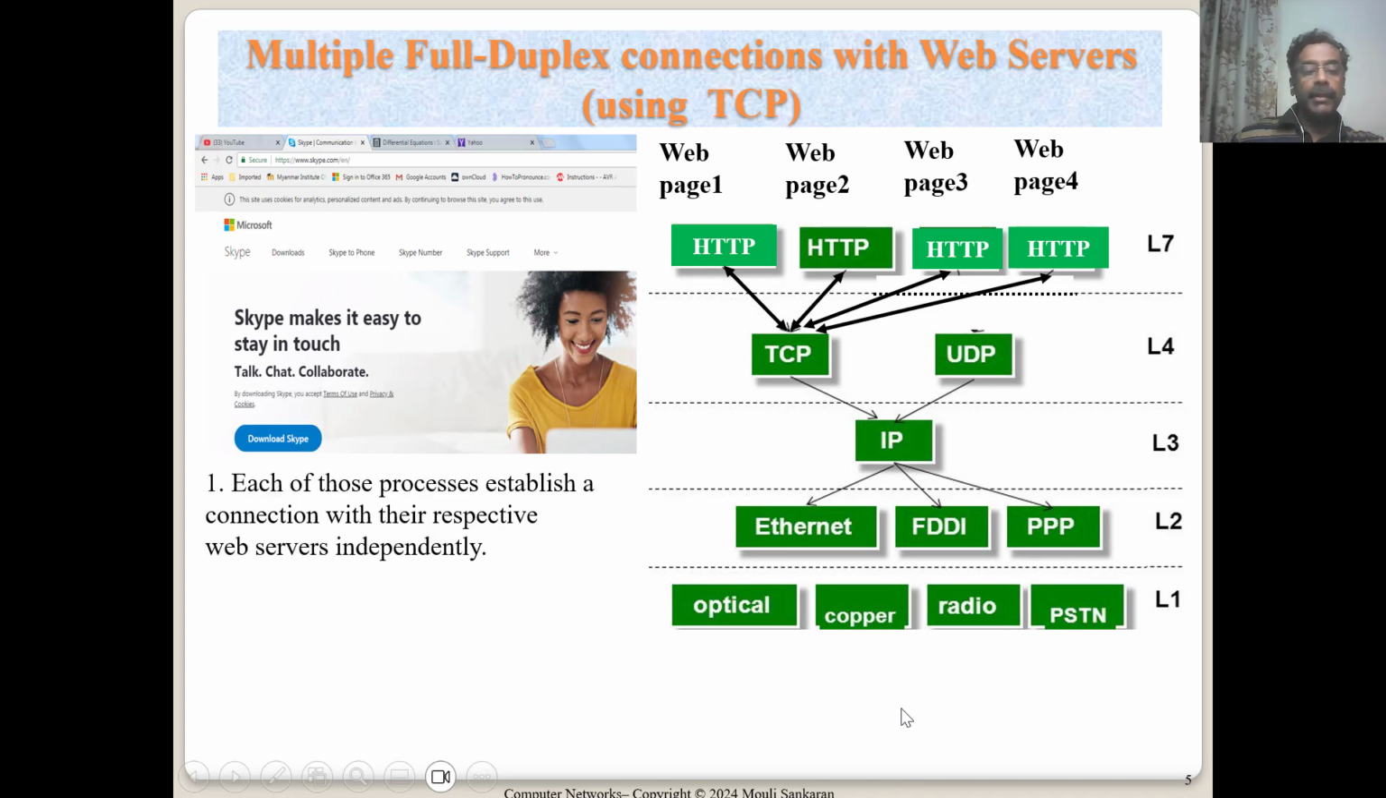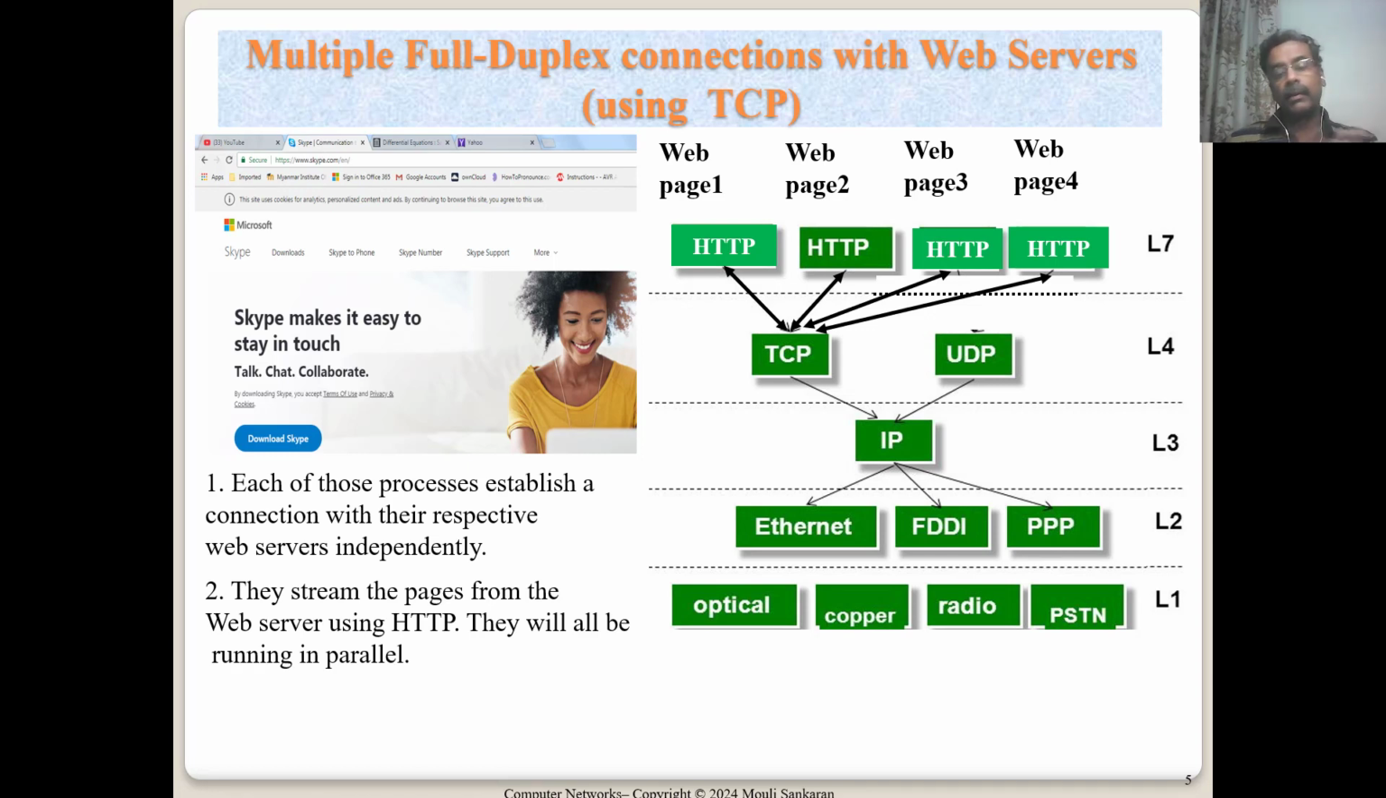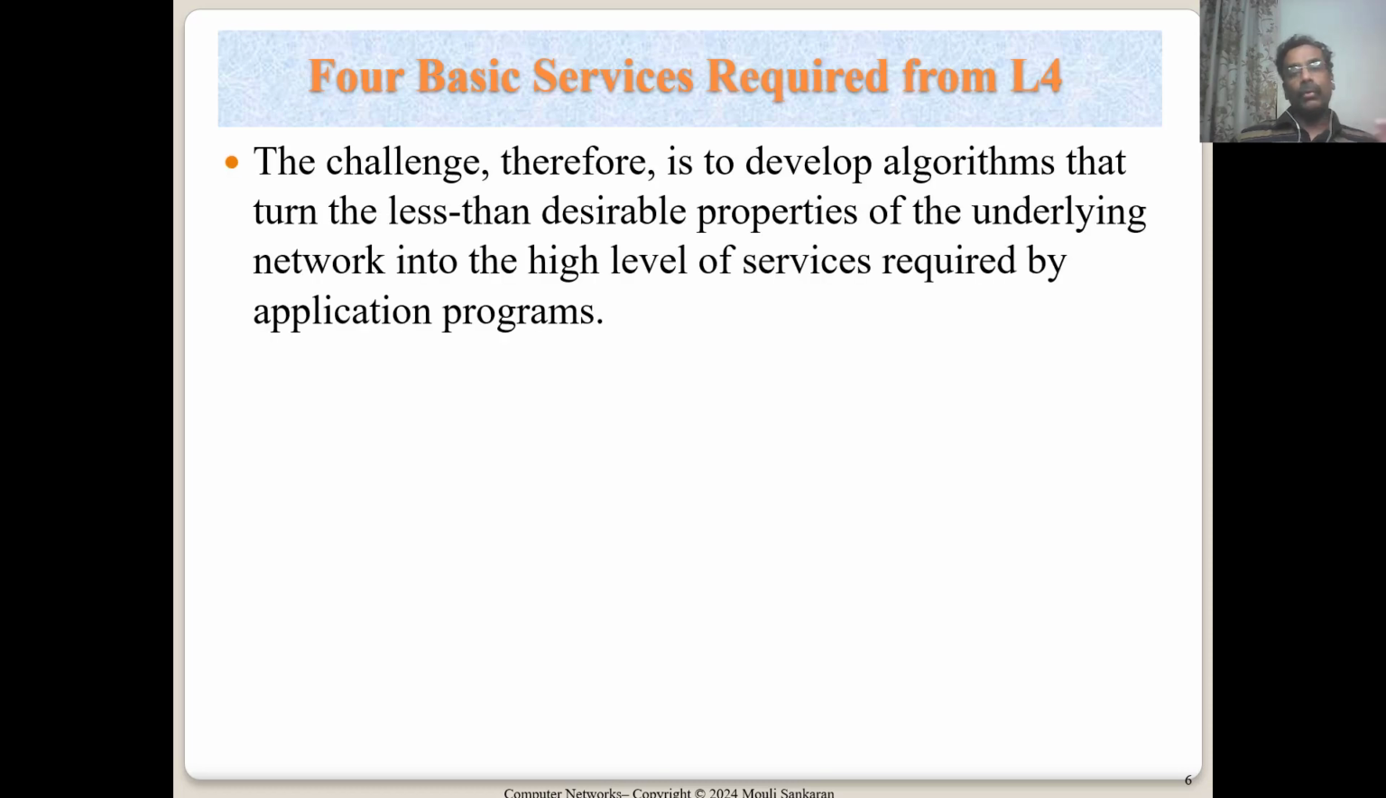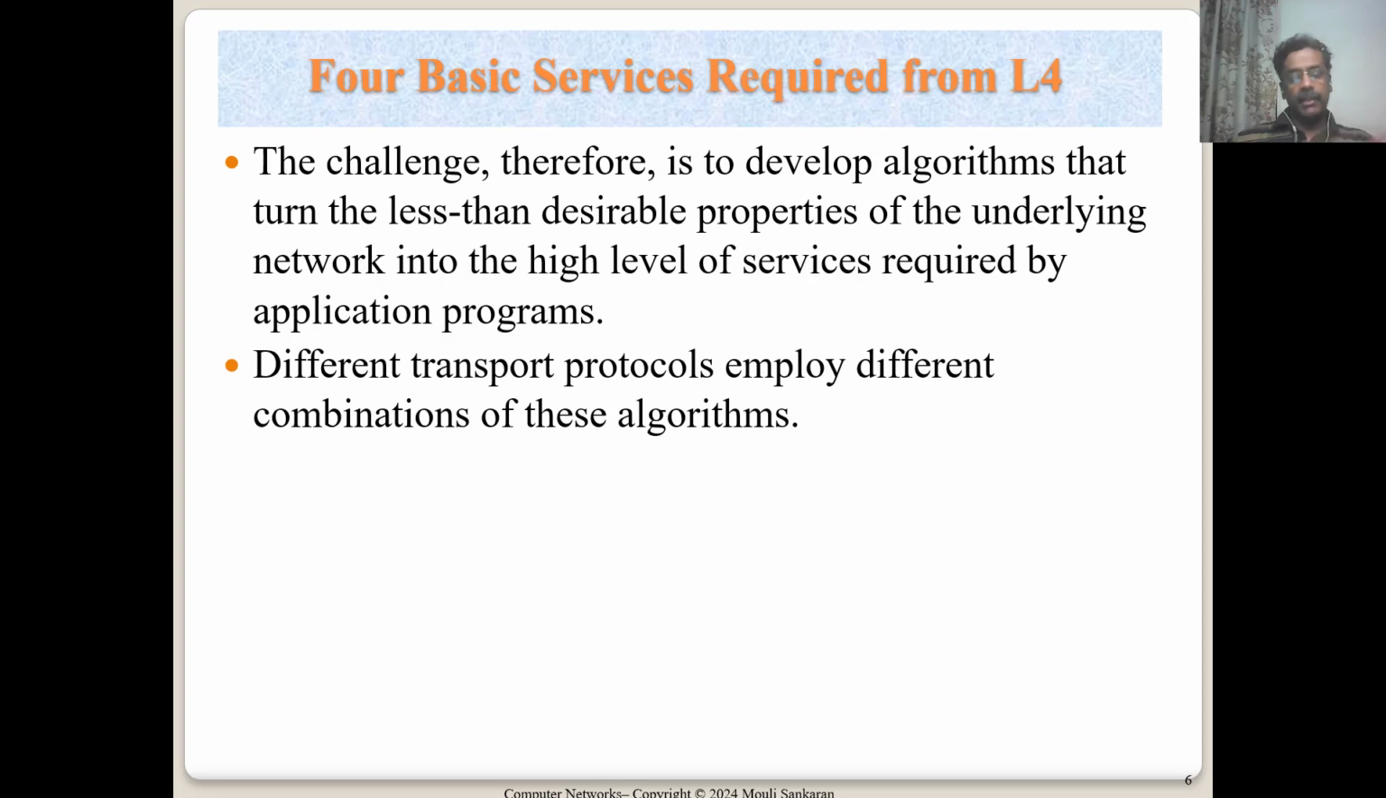Now different web pages are shown here. Each of them is establishing a connection with a web server. That could be a Google server, or a YouTube server, or anything, but they may be on different machines, and the web servers may be providing different services to you. Now, what are the basic services that we need? Any application running on top of L4 is expecting something from the L4 layer, right, which is nothing but TCP or UDP.